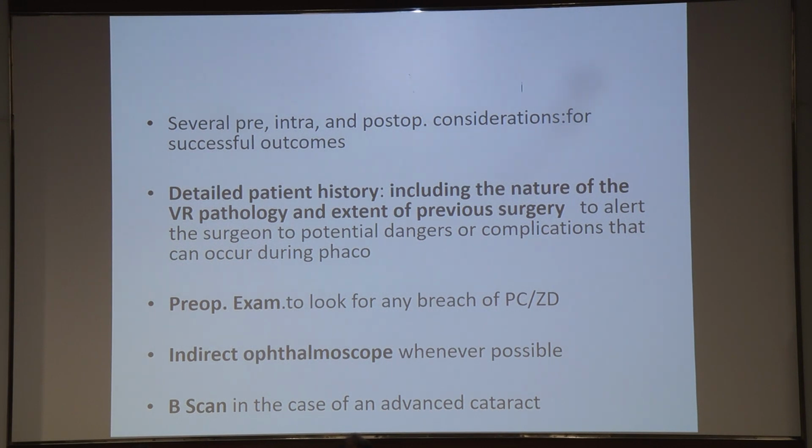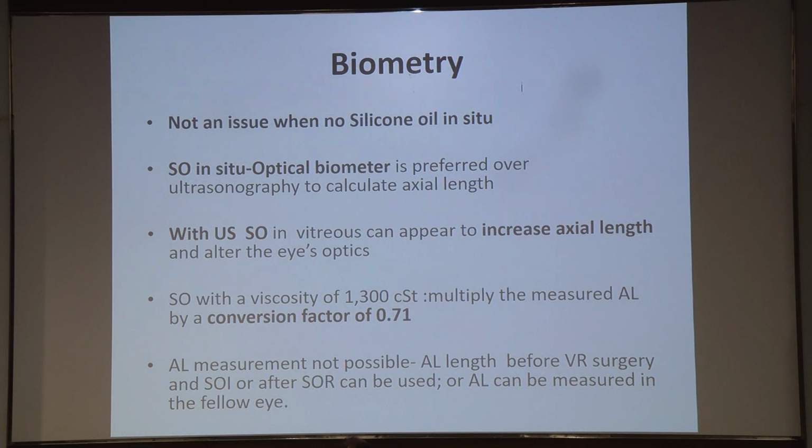B-scan if the cataract is very advanced. Biometry is not an issue if there is no silicone oil in situ, but if there is silicone oil inside, then the biometry axial length actually gets changed. So you have to take that factor into consideration. If 1300 centistoke silicone oil has been implanted, nowadays most VR surgeons paste a sticker about the silicone oil, which can guide the next surgeon as to what silicone oil was used. You can multiply the axial length by the conversion factor of 0.71, and that gives a nearly accurate axial length measurement.